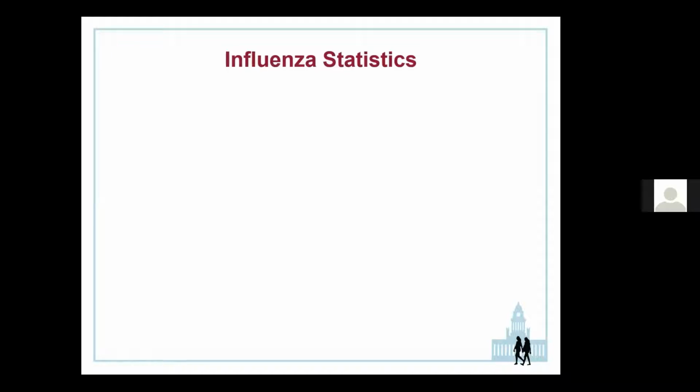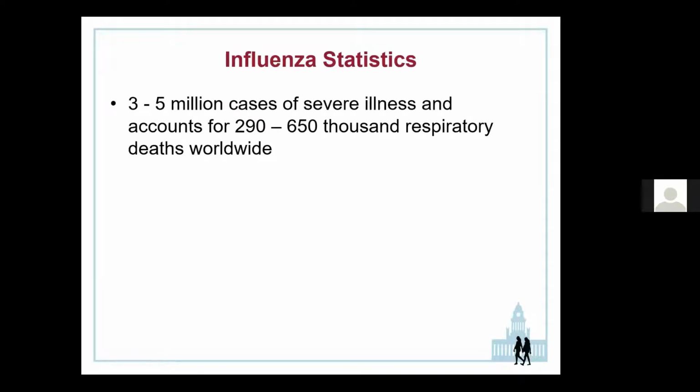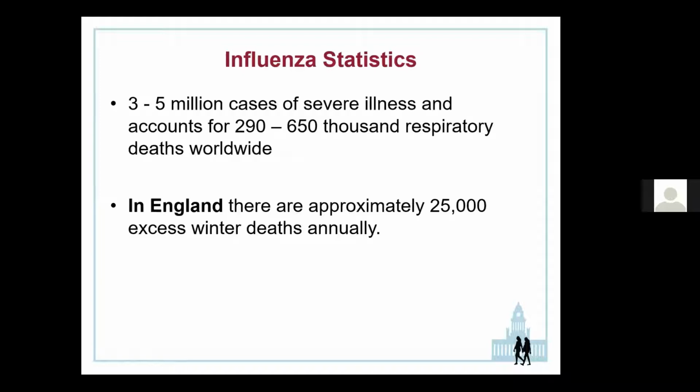On this slide, we will look at some statistics on flu. Information from the World Health Organization reports that flu can account for 3 to 5 million cases of severe illness, and between 290 to 650,000 respiratory deaths worldwide. On average, in England, there are approximately 25,000 excess winter deaths reported annually. However, not all of these will be solely due to flu, but they are the excess deaths that have occurred over the winter months, December to March, in comparison to the rest of the year.